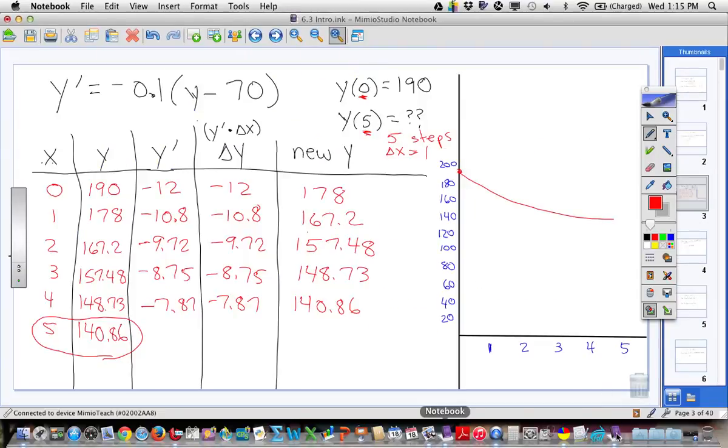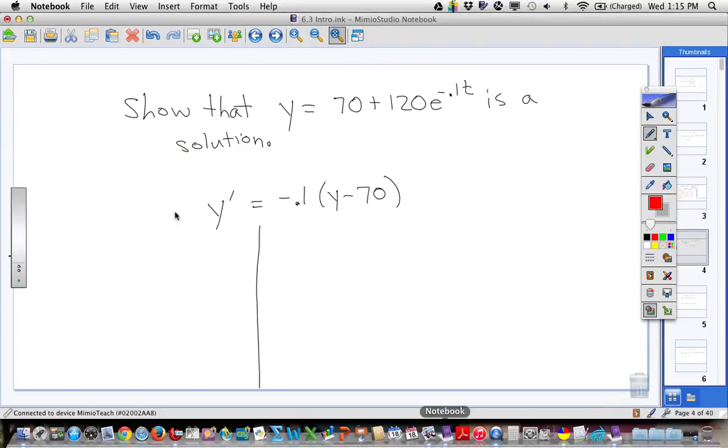All right, last thing. If you had one like this, where they said, okay, show that this is a solution, I just wanted to show you one real quick. There's a little bit of this in the homework. Probably not going to make a big deal of this on the quiz. I am thinking about having a bonus on there, so that would be where this could come in. So show that this is a solution.